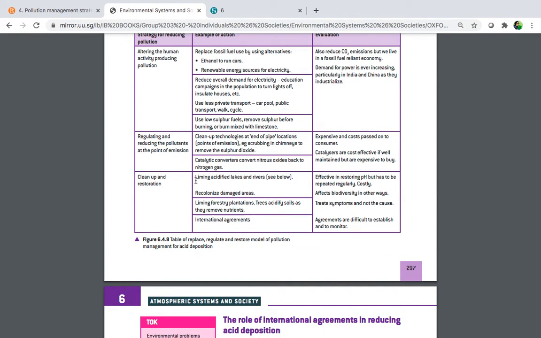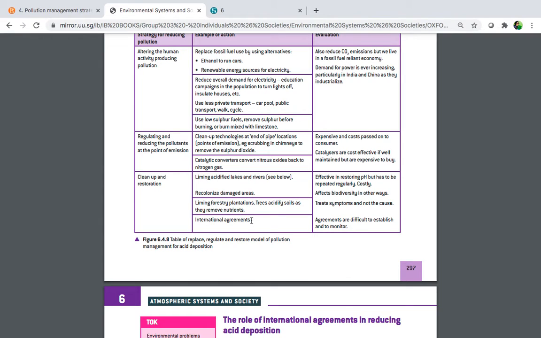Clean up and restoration, another strategy. Example, liming acidified lakes and rivers, putting lime, that lime is going to increase the pH. Recolonize damaged areas using plants and another soil or water. Liming forestry plantations. When I say liming, it means that I am adding something like carbonate. Carbonate is going to increase the pH. So lime is calcium carbonate, it is going to increase the pH, and that way this acid rain is not going to affect trees, acidify soils, and remove nutrients.